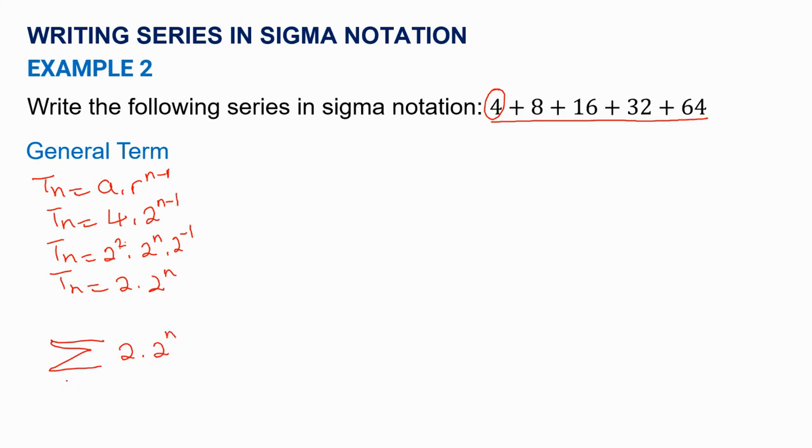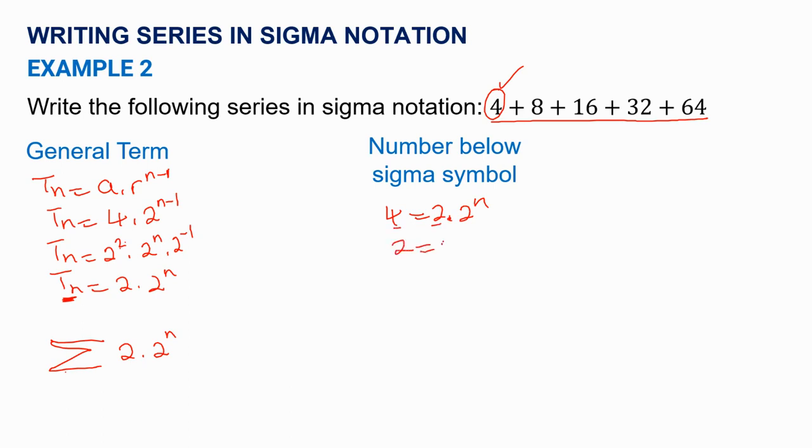Now we need to find the number below the sigma symbol and the number above the sigma symbol. Our number below the sigma symbol will come from the first term. So where there's Tn, we put 4. So it becomes 4 is equal to 2 times 2 to the power n. Divide by 2 on both sides of the equation, and then we get 2 is equal to 2 to the power n. Then 2 to the power 1 is equal to 2 to the power n, so n is equal to 1.